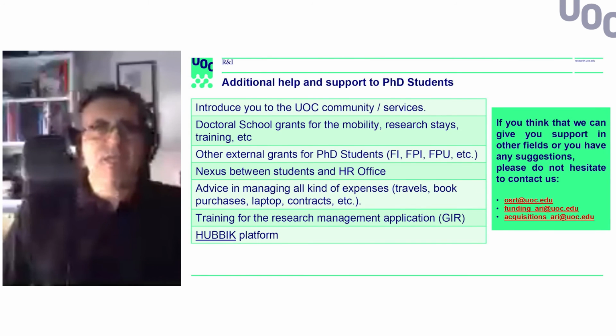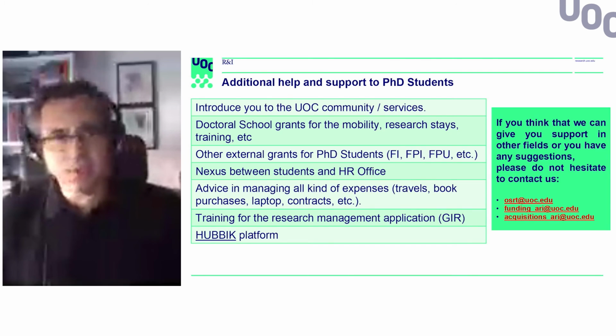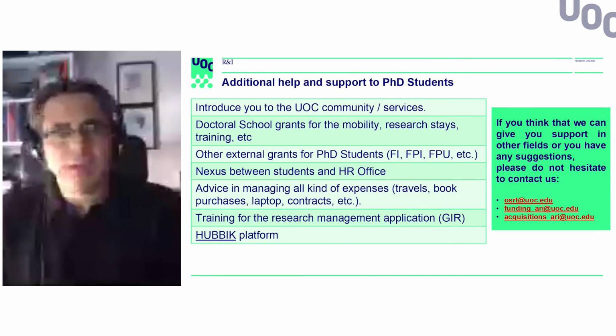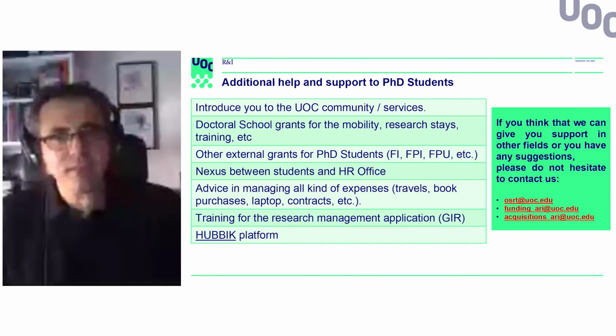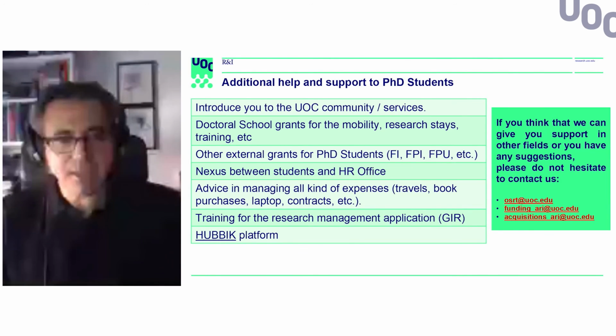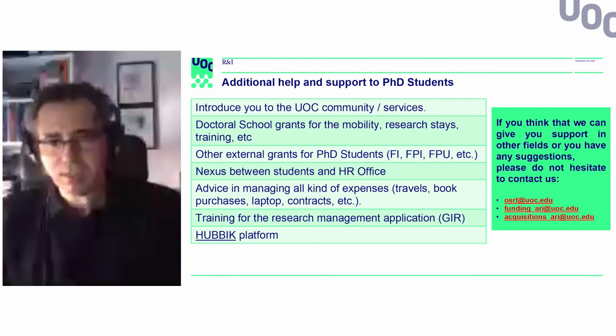And for the PhD students specifically, what we used to do with all of you, you will find us at different stages. You will find us in the introduction to the UOC community and services, like it's today. We used to have a say on the doctoral school grants for the mobility and research stage. We used to do the management for some other external grants for PhD students. Some of them are here today, like National FPU. We are the nexus between the students and the Human Resources Office.